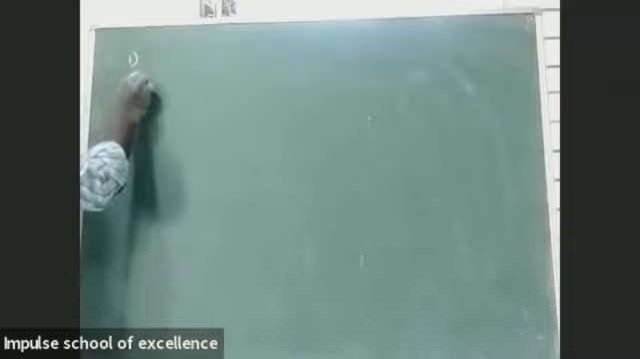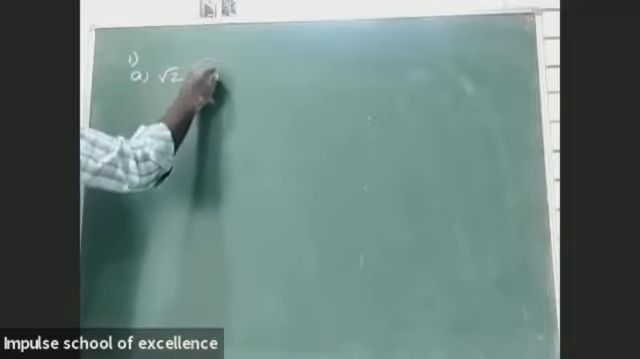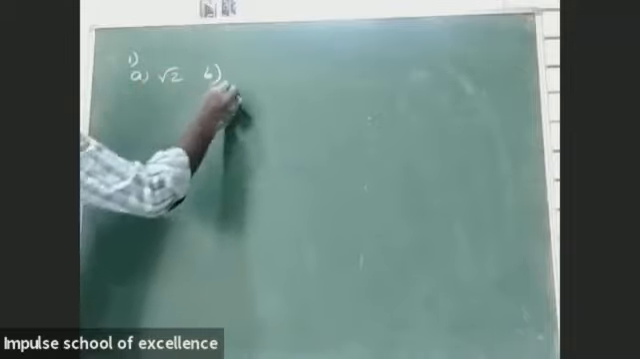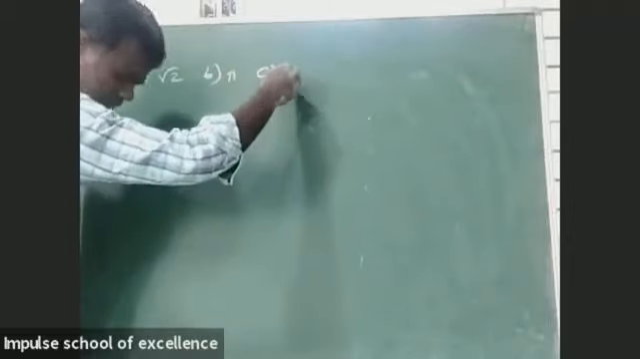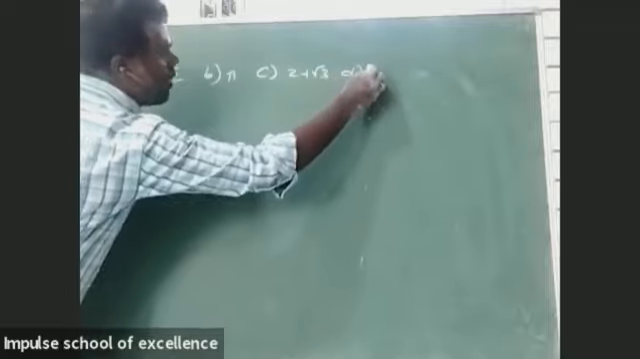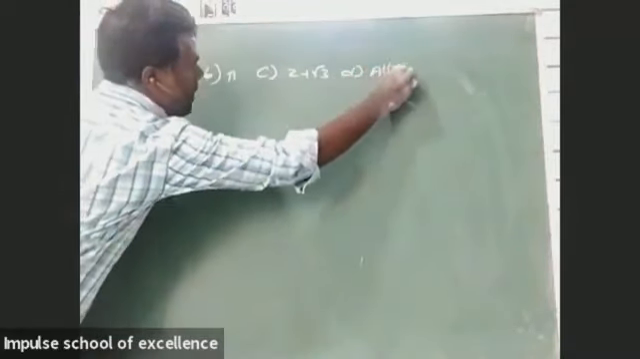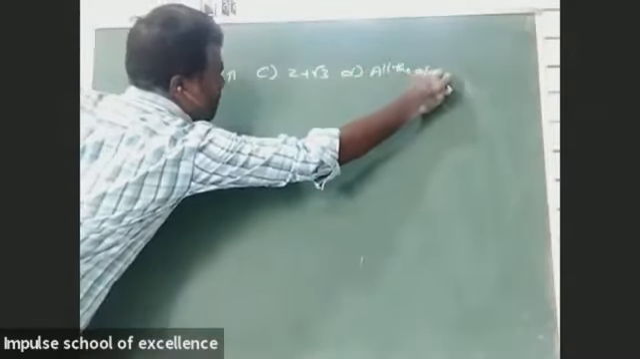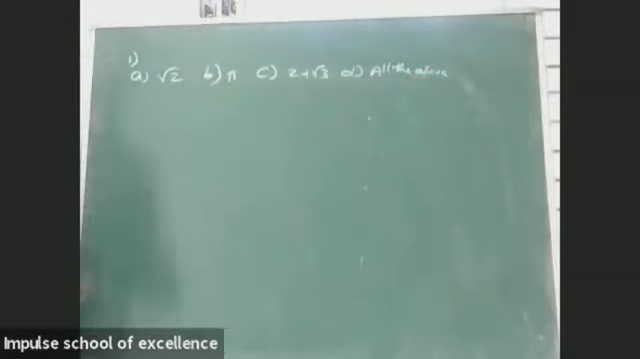Option A, root 2. Option B, 5. Option C, 2 plus root 3. Option D, all the above. All the above, sir. Why, all the above.